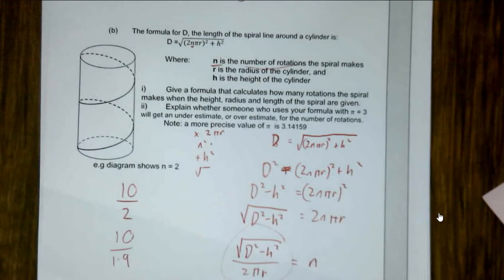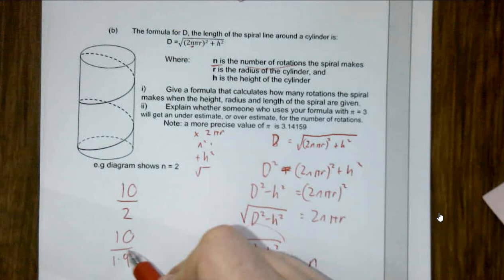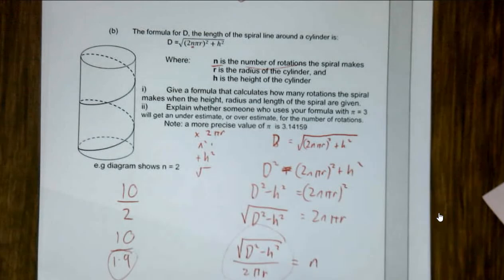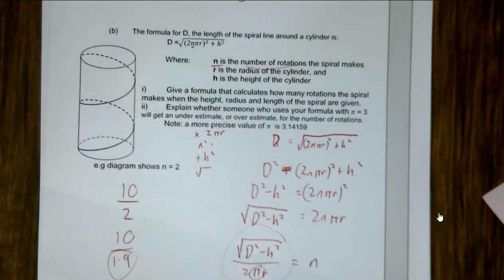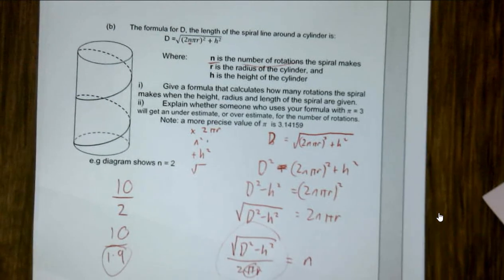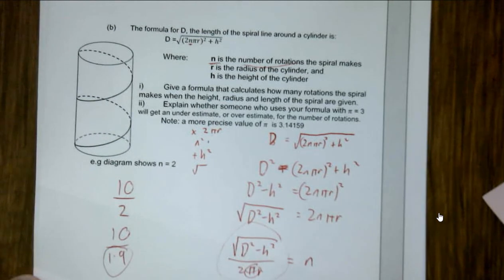Yeah, 5 is bigger than 5, right? So if I decrease the number I'm dividing by, the answer is going to get bigger. That make sense? So if I decrease this number from 3.1415 whatever, just down to 3, because I'm decreasing the denominator, the result's going to get bigger, and it's going to be an overestimate.